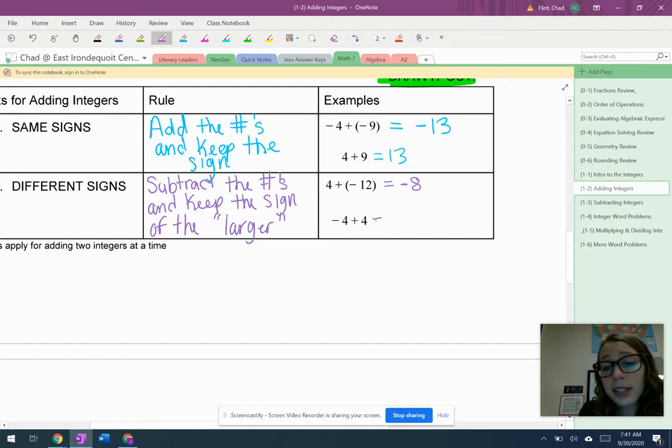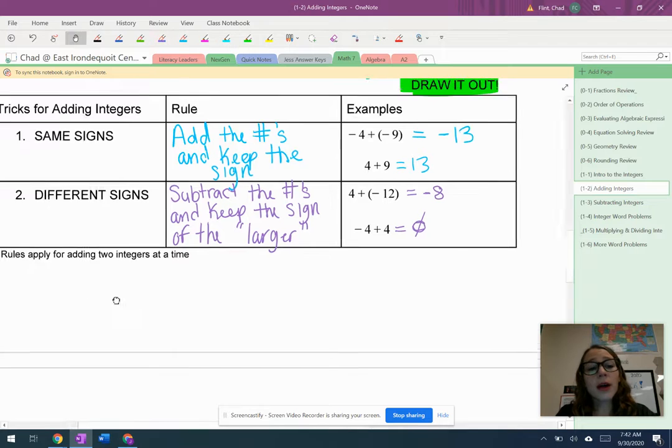Looking at this example, you want to be careful with these because these kinds of examples always trick some people up. I've got -4 plus 4. Those are different signs, right? One is positive, this one over here, and this one's negative. So I'm subtracting them. 4 minus 4 is 0. Remember, that's how I do my zeros. I just put the line through it so you can tell the difference between the O's most of the time. And 0 doesn't have a positive or negative value, so we can just keep it as 0.